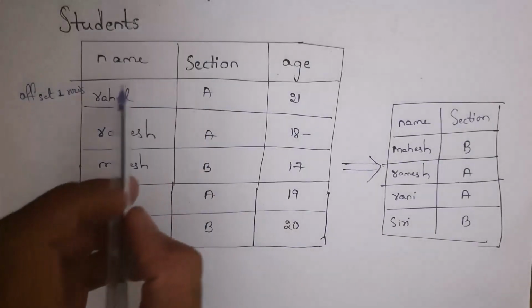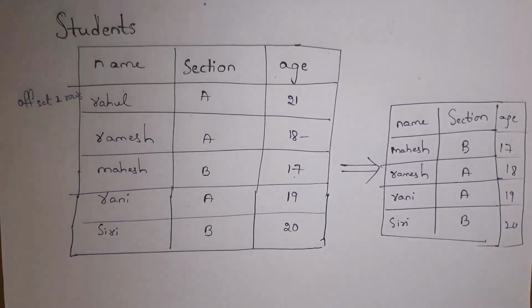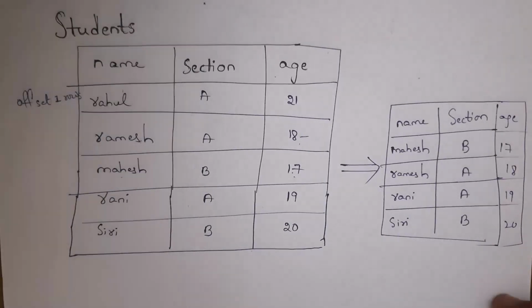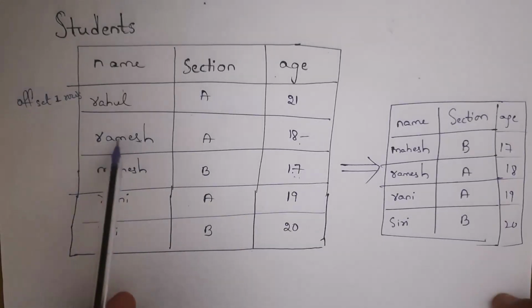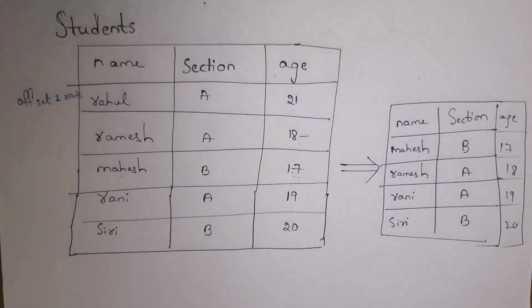After deleting this first row, now I want to arrange this table according to age. That is nothing but I want to arrange data from small age to big age. First Mahesh, whose age is small. Mahesh's age is 17. After Mahesh, Ramesh. After Ramesh, Rani. And after Rani, Siri. I want to arrange this table from small age to big.